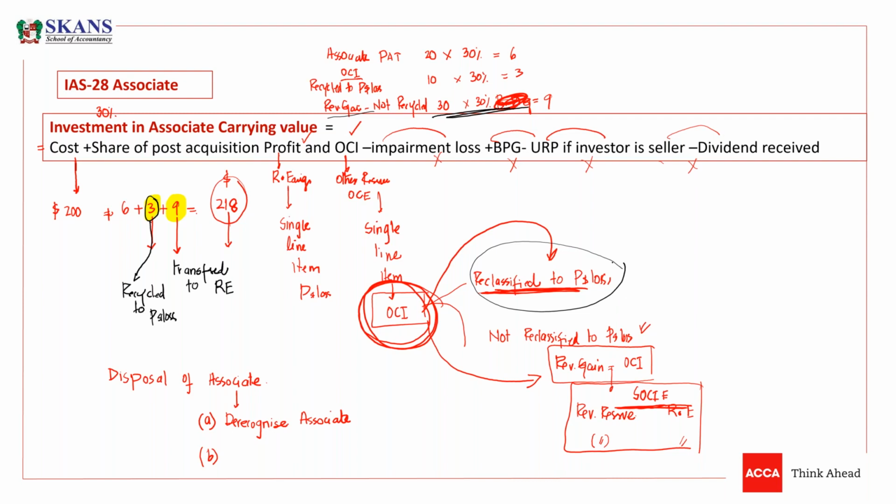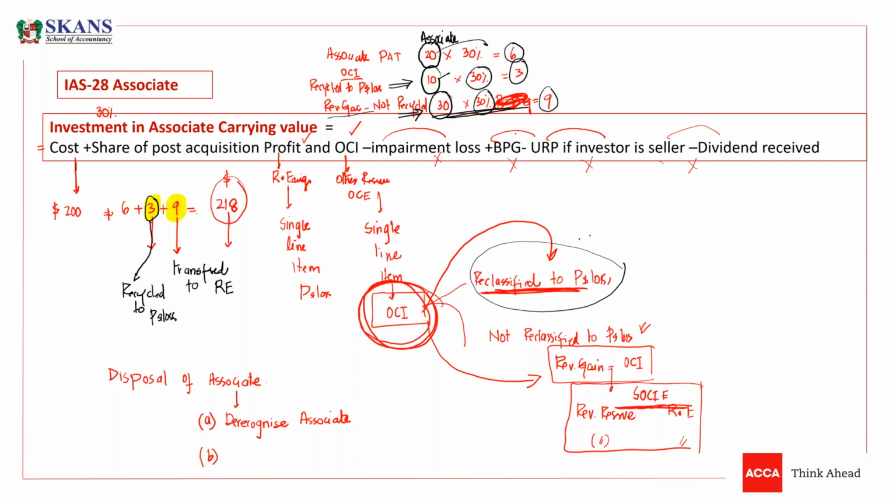Okay, someone is saying, how did you get 3? Look, this is associate's statement of comprehensive income. The company, which is my associate, earned 20 profit after tax, earned 10 on an item that can be recycled to P&L, and earned 30 of revaluation gain. So I have to pick profit after tax 30%, items that can be recycled to P&L 30%, and revaluation gain 30%. So these are the items that we will pick, and obviously we need to recycle this.